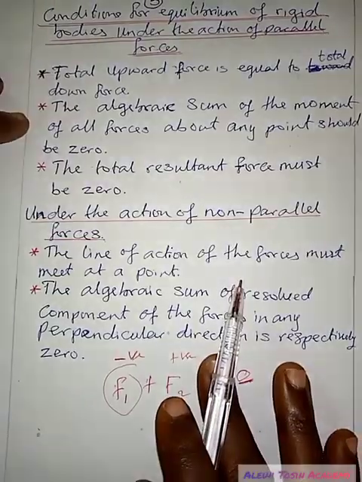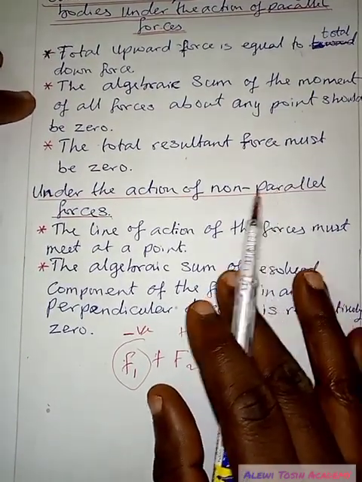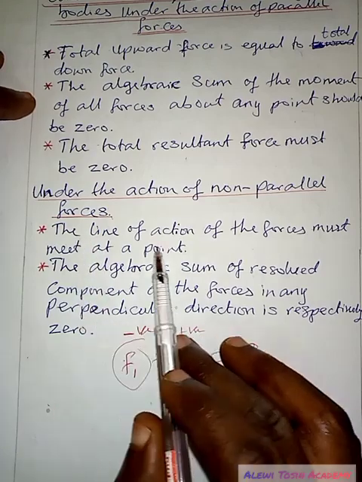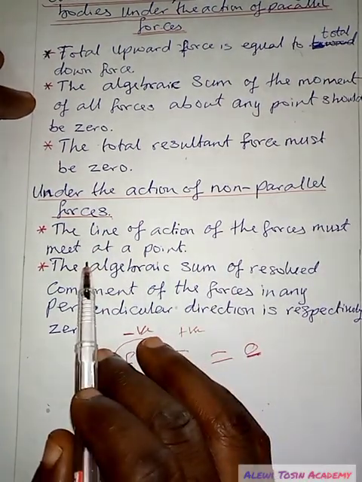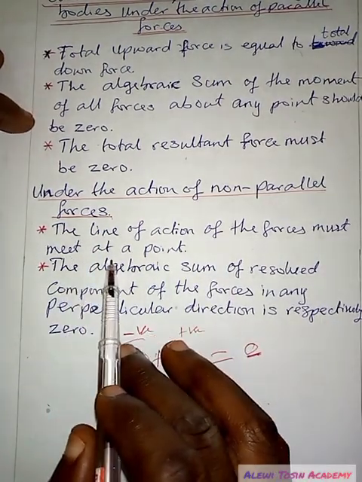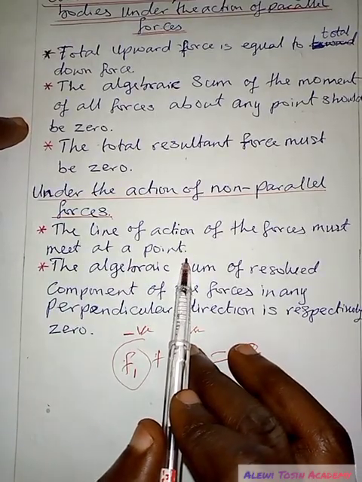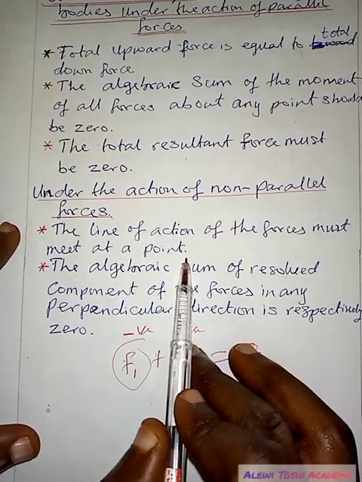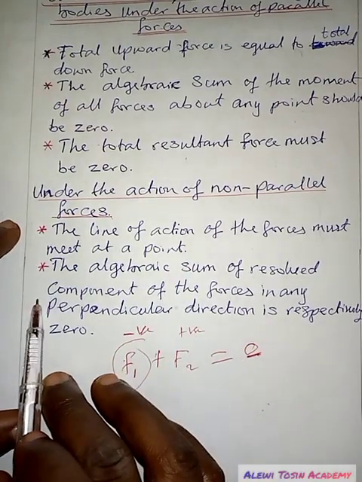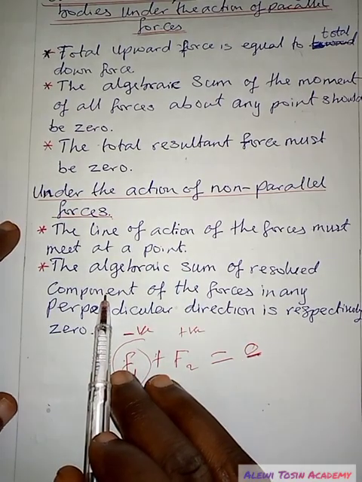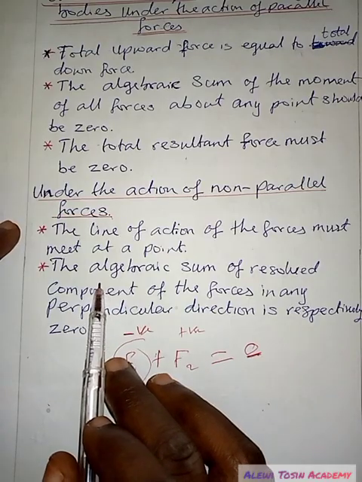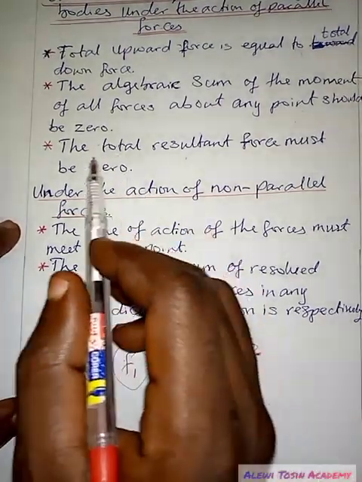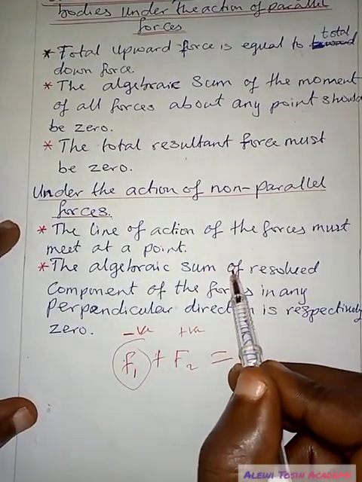These are the conditions for equilibrium of rigid bodies under the action of parallel forces. Now, under the action of non-parallel forces, two things are important. The lines of action of the forces must meet at a point, that means it must be concurrent. And again, the resultant force should be zero. That was not written here, but the same thing applies.